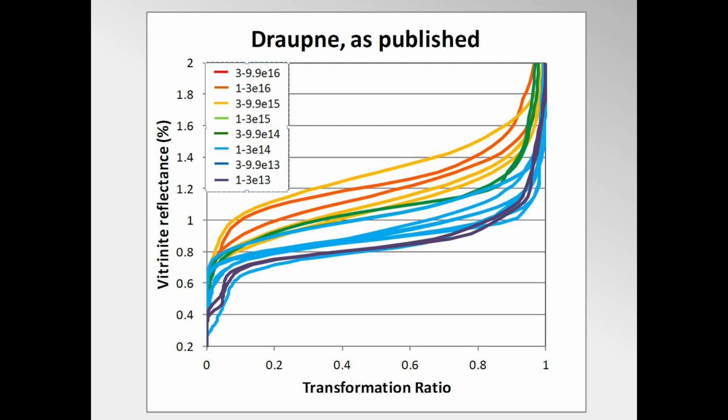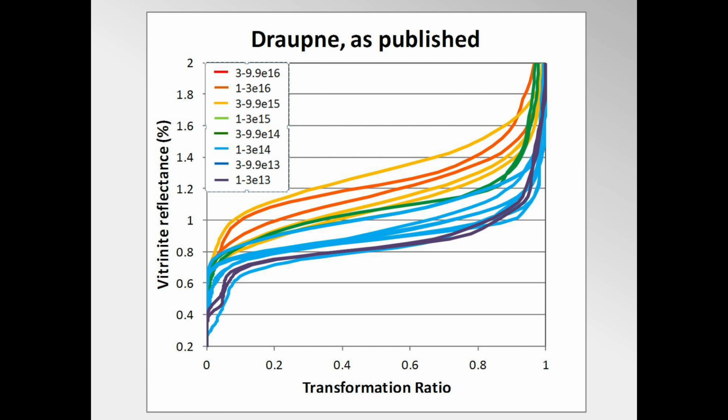Here we see a plot of calculated vitrinite reflectance versus calculated transformation ratio for the 19 Draupne samples using the kinetics as they were published. Now, this slide and all of the others are color-coded in a standard way, where the red colors represent the highest published A factors and the purple colors represent the lowest published A factors. Here we see there's a range of about 3 orders of magnitude between the highest and the lowest A factors.